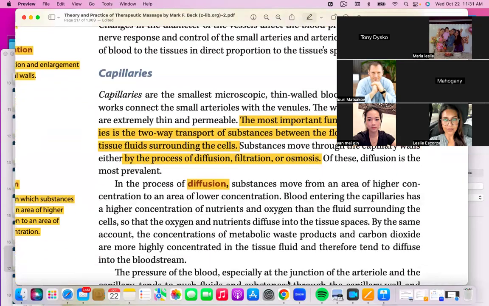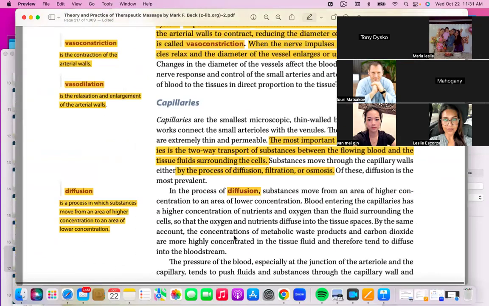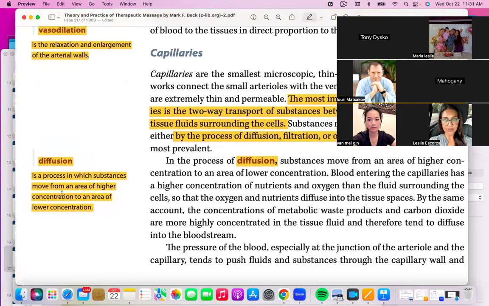Now, the process of diffusion, go ahead and highlight those. You can also make flashcards. It's a process in which substances move from an area of higher concentration to an area of lower concentration. So it starts to get diffused. In our case, it's oxygen and blood. Okay.